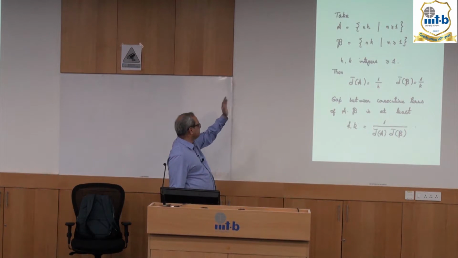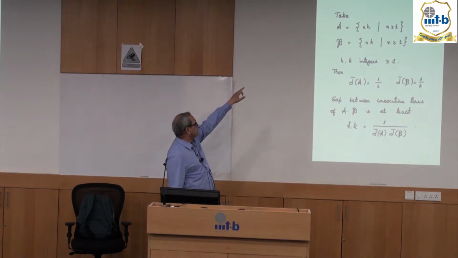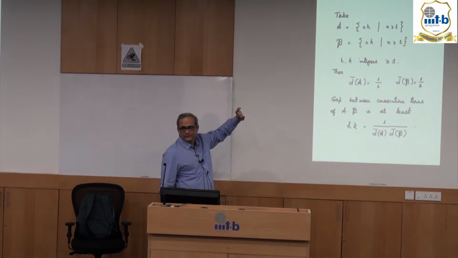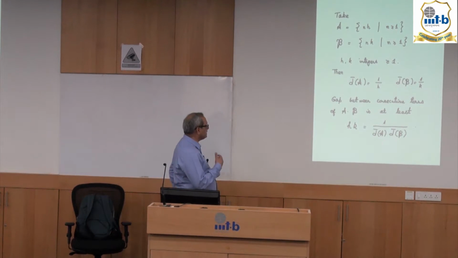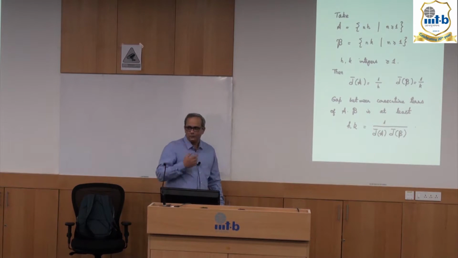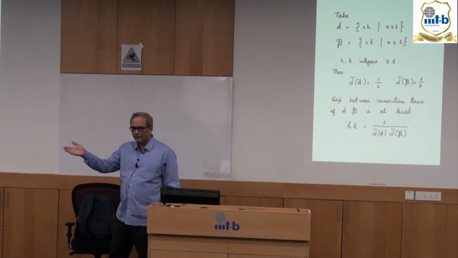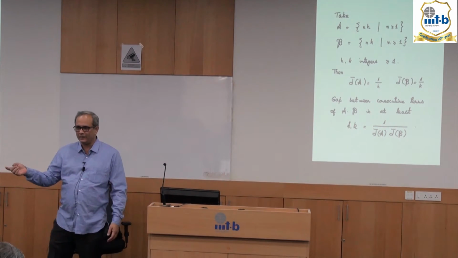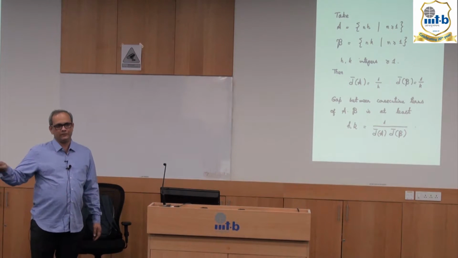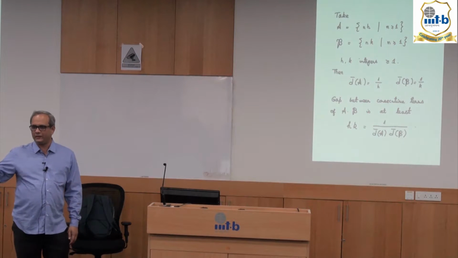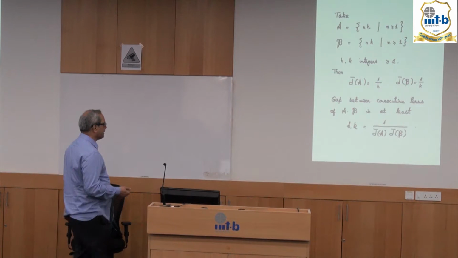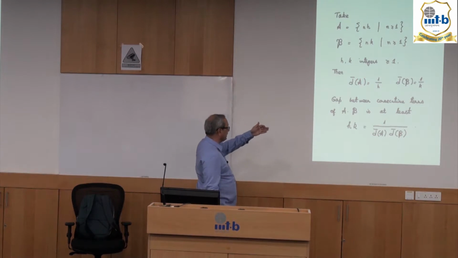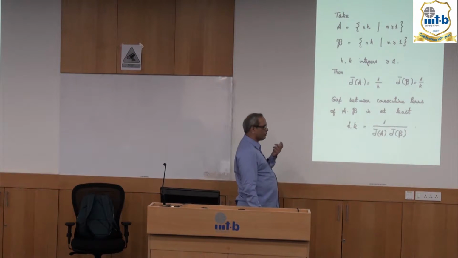Let us just take a simple example. Suppose A is the set of multiples of an integer h and B is the set of multiples of an integer k. Then the densities of these sets A and B are 1 by h and 1 by k. Why is that? Because up to x you will have x by h elements of A, and you should divide that by x and let x go to infinity. The x will cancel and you will get 1 by h. So the upper densities are 1 by h and 1 by k.